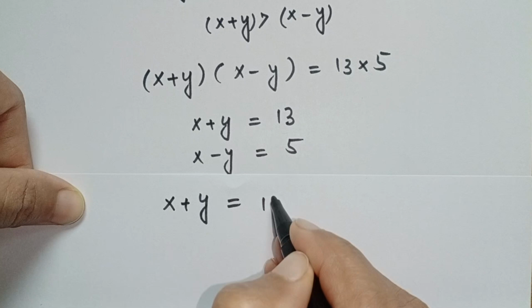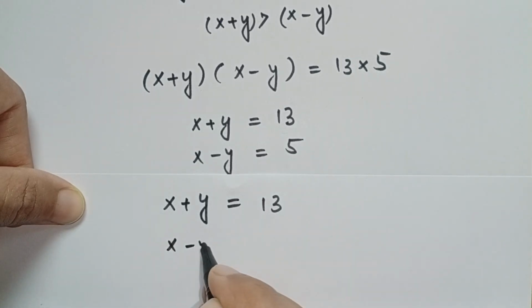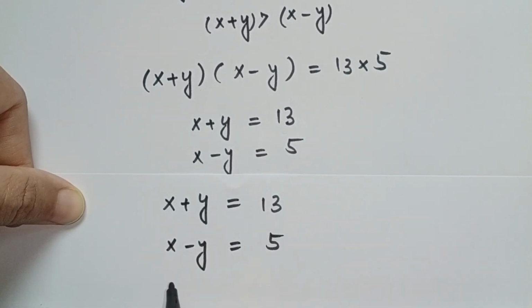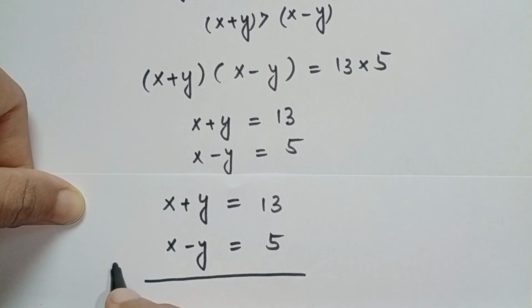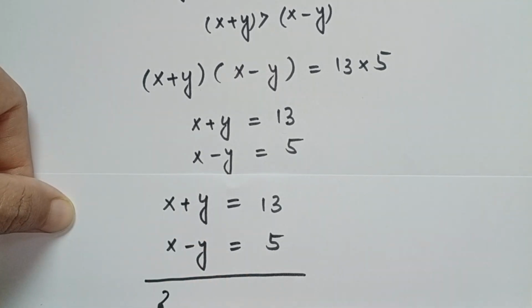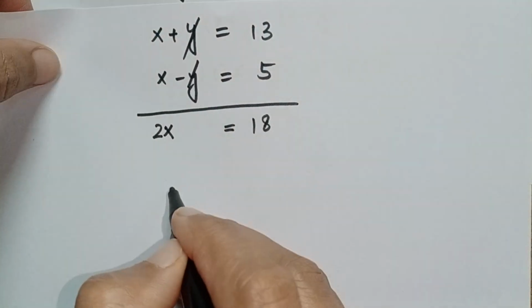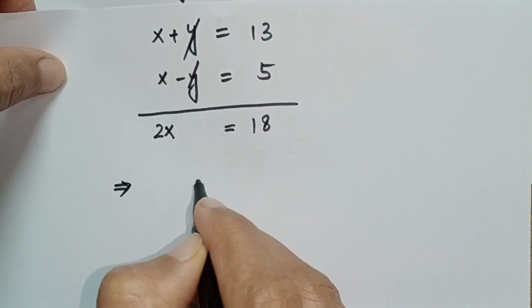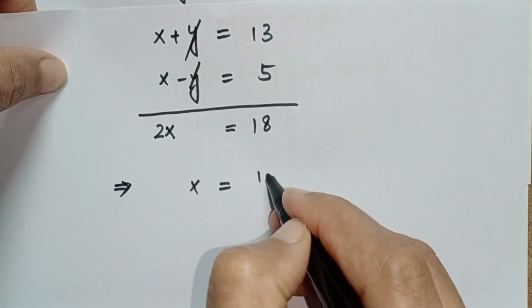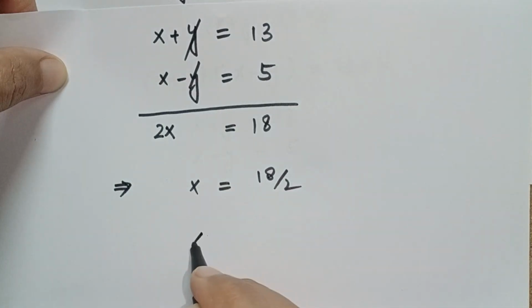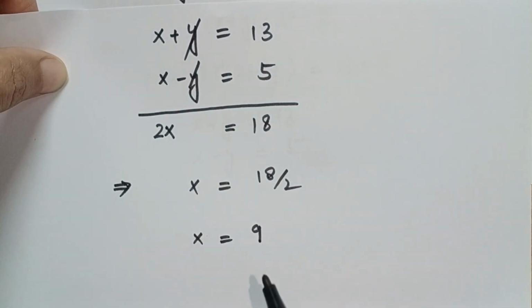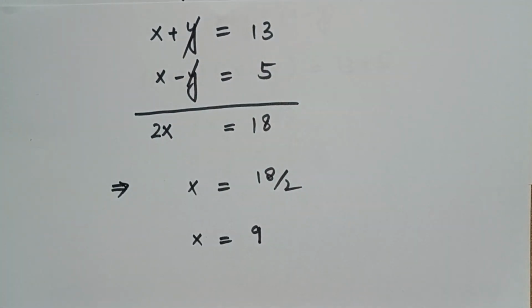x plus y is equal to 13 and x minus y is equal to 5. We will add them. x plus x will give 2x, and plus y minus y will cancel out, and 13 plus 5 is equal to 18. So in the next step, x is equal to 18 divided by 2, which gives 9. x is equal to 9. So it is the value of x.